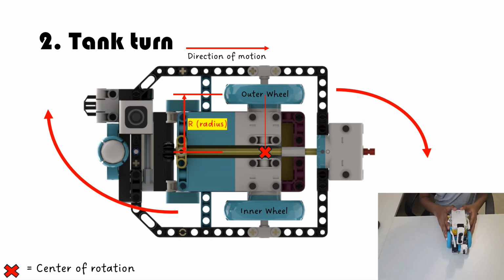And this is what a tank turn looks like. This is going to be the inner wheel, this is going to be the outer wheel. Outer wheel is moving in the direction of motion, which is this way. Inner wheel is going to move the opposite. Like that.